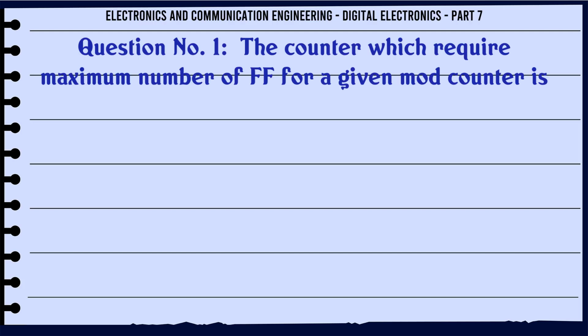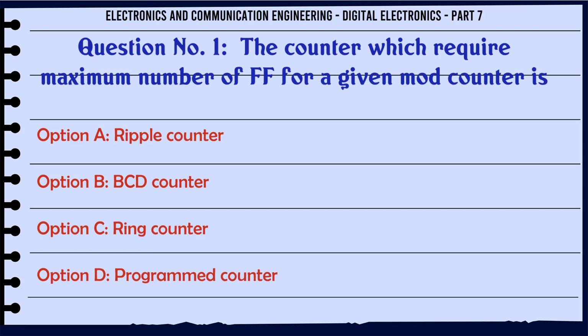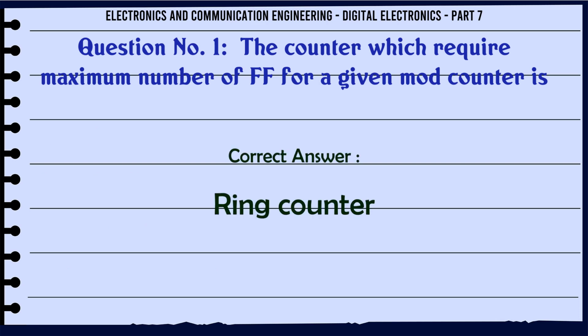The counter which requires the maximum number of FFs for a given mod counter is: A. Ripple counter, B. BCD counter, C. Ring counter, D. Programmed counter. The correct answer is ring counter.